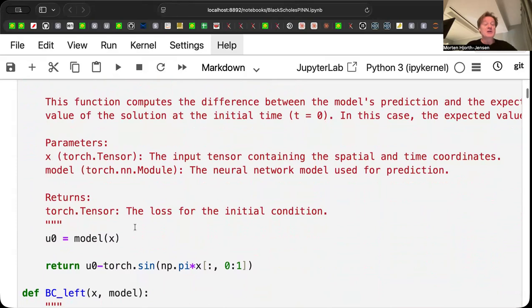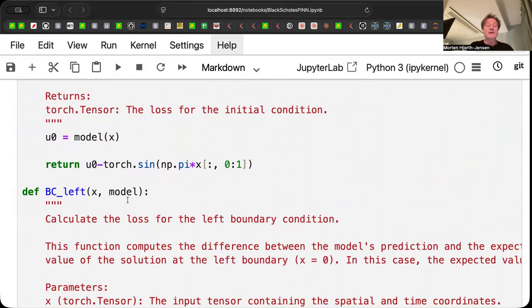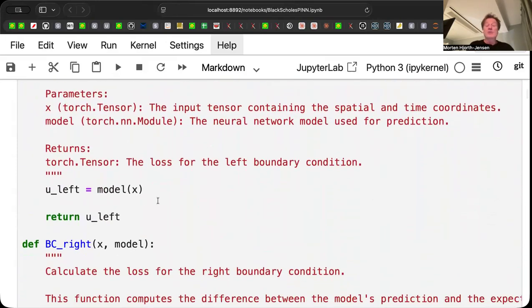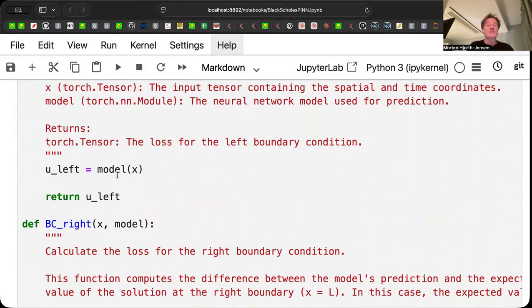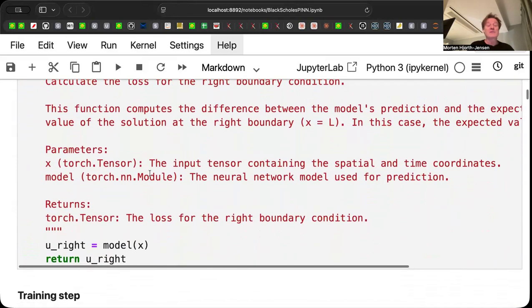So this just returns the model value at the time equals 0, and then it simply takes the difference between this quantity and the initial condition, which is given by this sine function. Then we have the boundary condition left and the boundary condition right. So we have a u left where we plug in the values, and then we have the right one where we plug in the values for the right. So now we have all the ingredients which are needed in the cost/loss function.